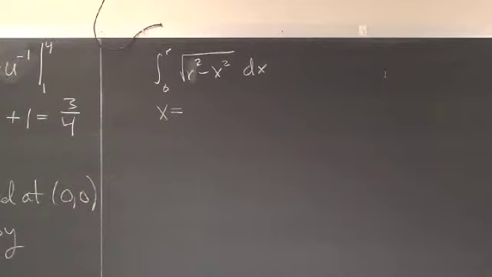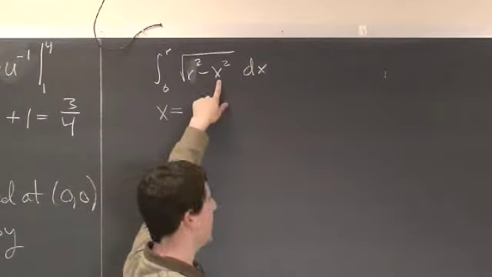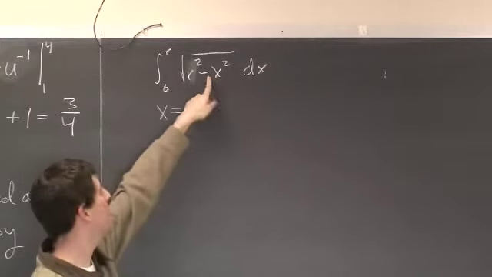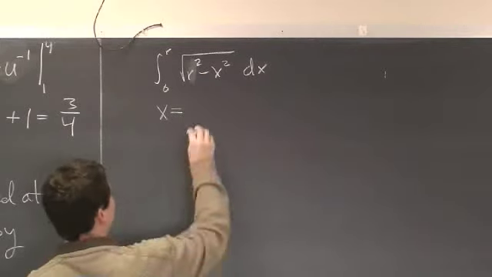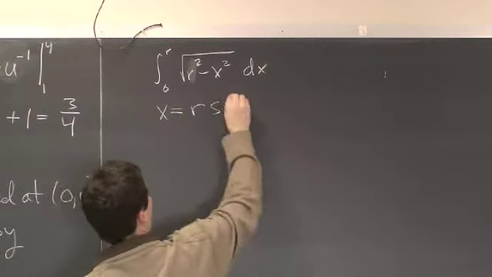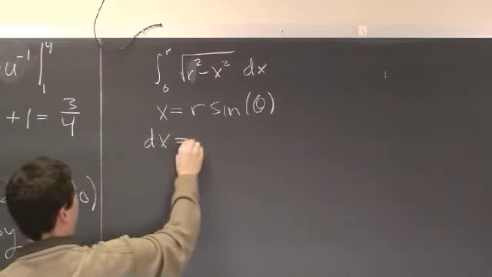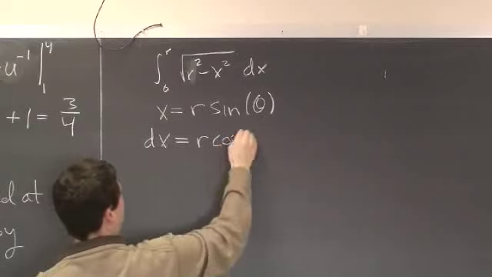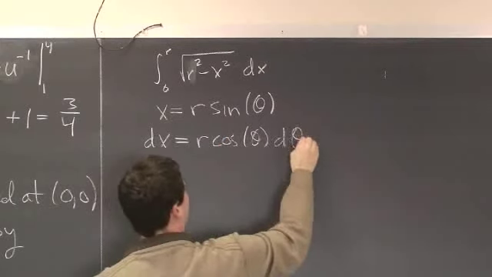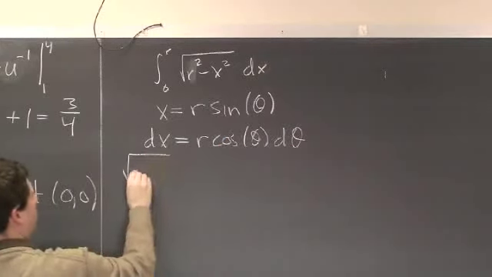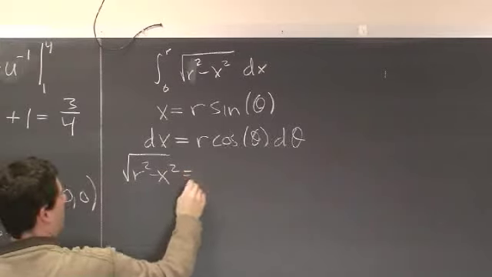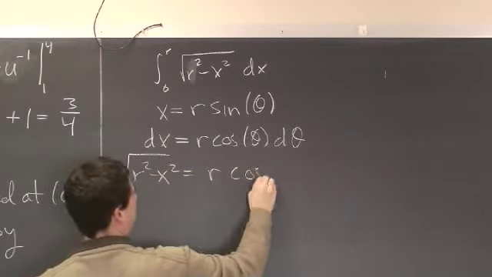R sine theta, right? When the x squared comes second, after the minus, then you're in the sine case. So x equals R sine of theta. And of course, then dx is r cosine of theta d theta. And the square root of r squared minus x squared becomes r cosine theta.